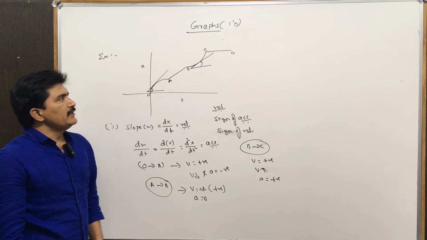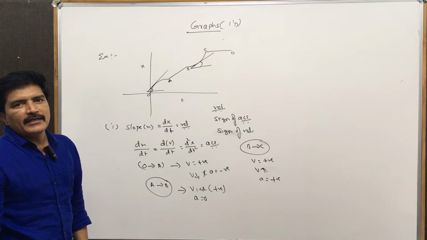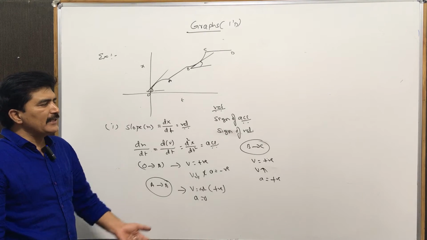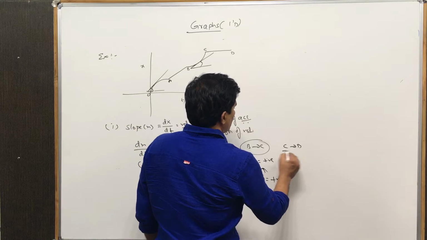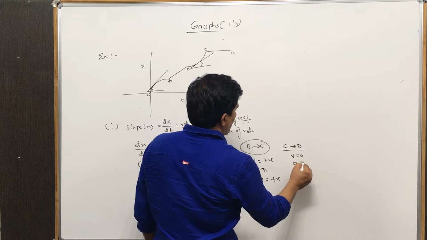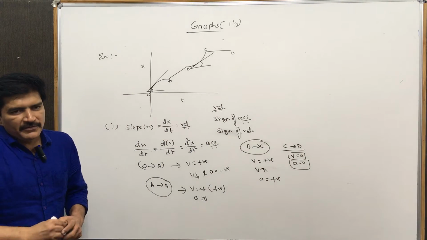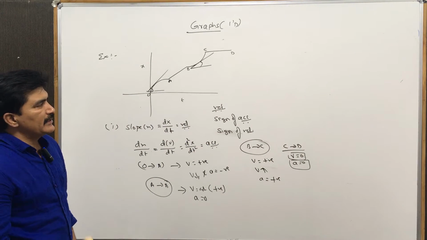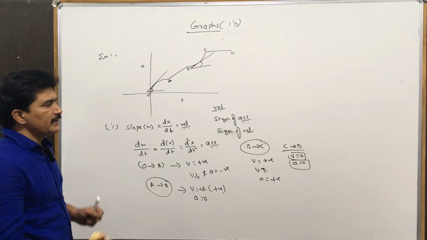And C to D, if you observe, x is the same, indicating that position is not changing, which means the particle is at rest. Particle is at rest means you can conclude that velocity is 0, and obviously acceleration is 0 in that case. Like this, with the help of the concept we discussed, we can analyze the graphs, isn't it?